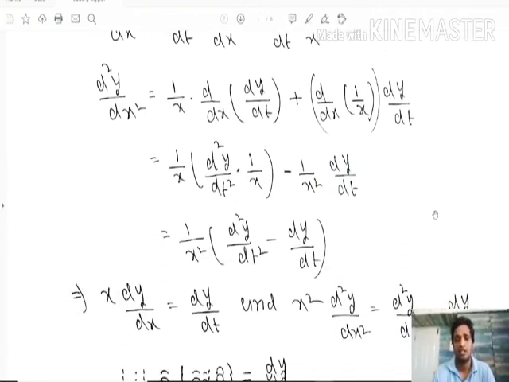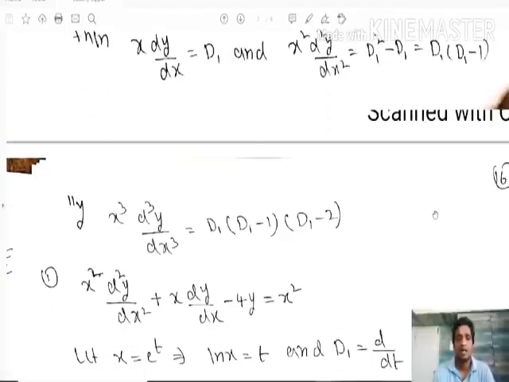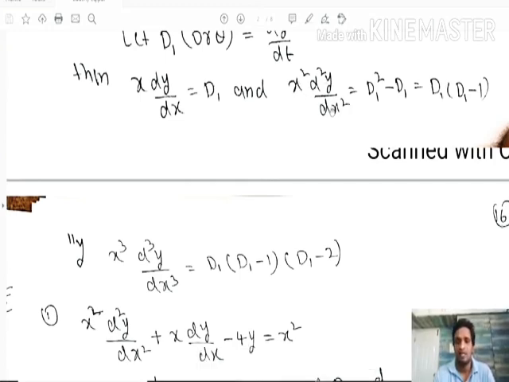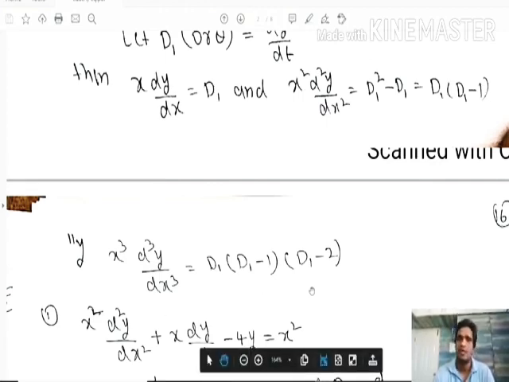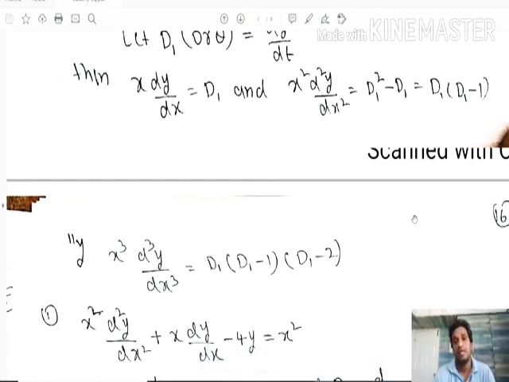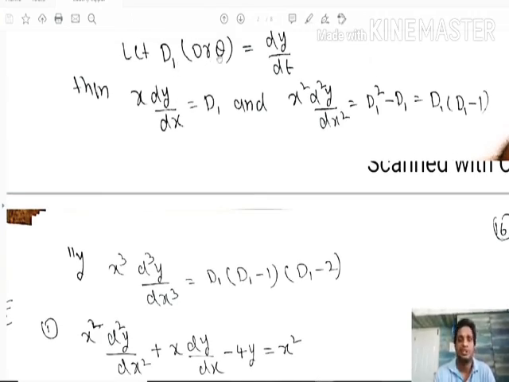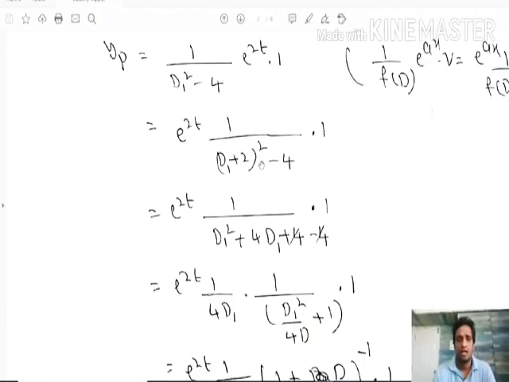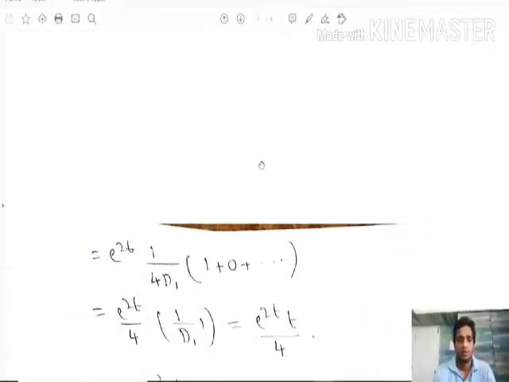And one more thing in the Cauchy-Euler equation, here this is the form. Suppose x dy by dx, we have to write D1. x square d square y by dx square means D1 into D1 minus 1. x cube d cube y by dx cube means D1, D1 minus 1, D1 minus 2. Where D1 means d by dt. Yesterday also I said that in some books instead of D1 they use theta, but the meaning is the same. Yesterday we solved two problems and today we solve some more problems.